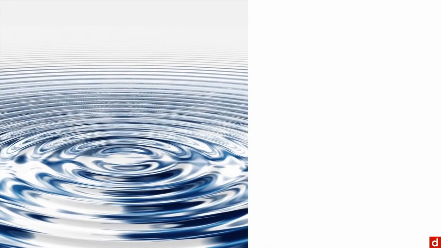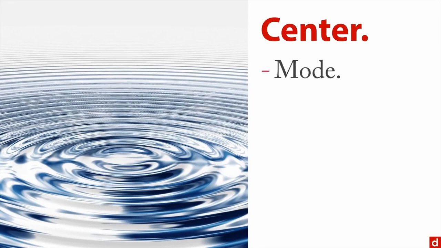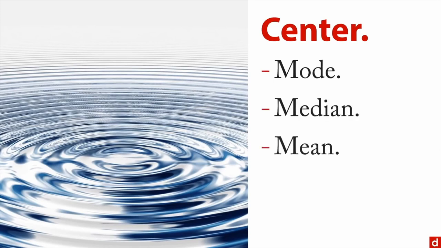First, let's talk about center. We have the center of our rings here. Now, there are a few very common measures of center or location or central tendency of a distribution. There's the mode, and there's the median, and there's the mean. Now, there are many, many others, but those are the ones that are going to get you most of the way. Let's talk about the mode first.